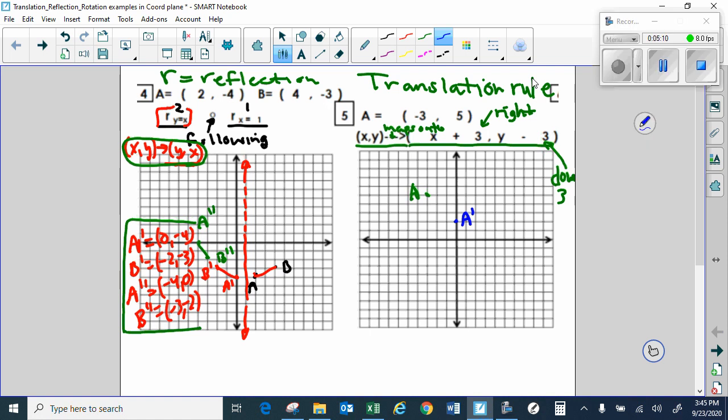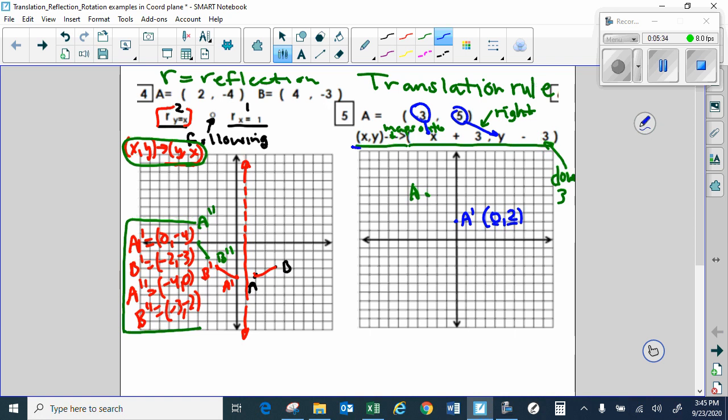Now I could have also just plugged the point in, -3 in for the x right there. -3 plus 3 is 0. Notice this point is 0, 2. And so there's my 0, and I could have plugged the 5 into the y and done that. 5 minus 3 is 2. And you see your 2 right there. So you can also just plug it in, and you get it right there. Okay, so that's called a translation rule.